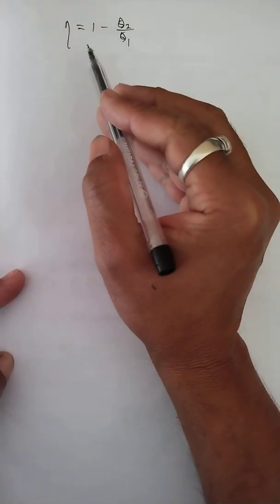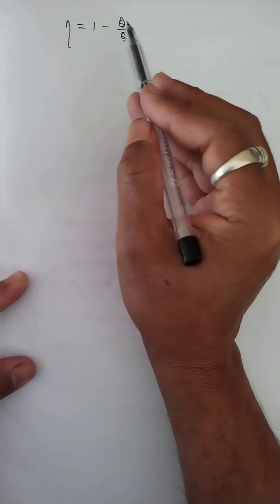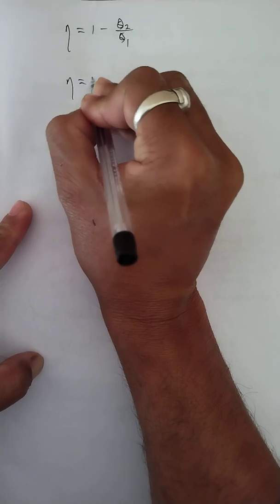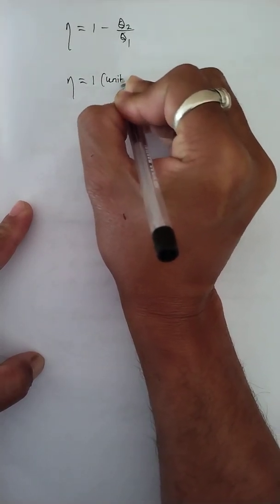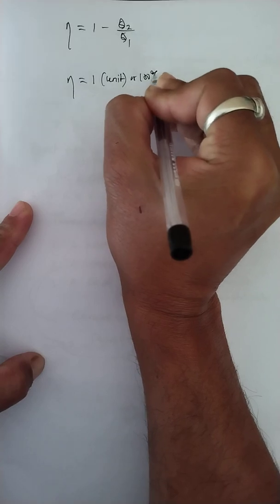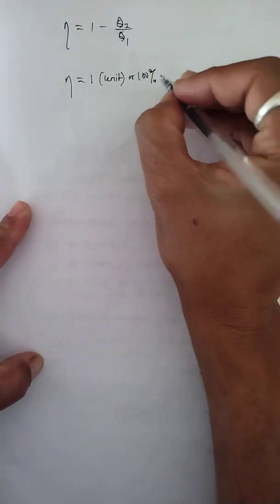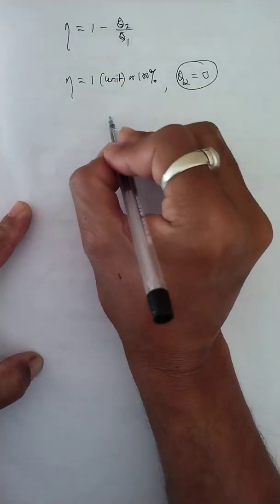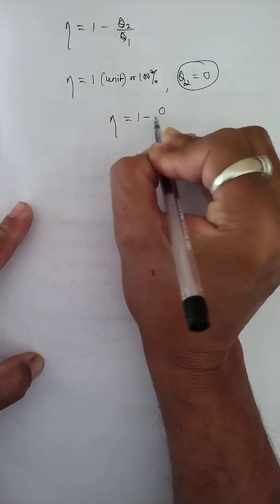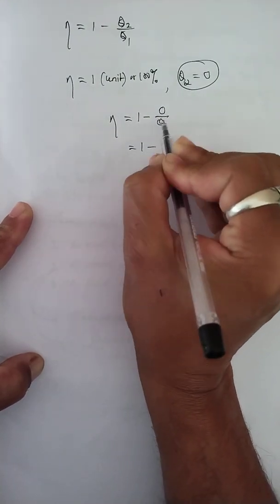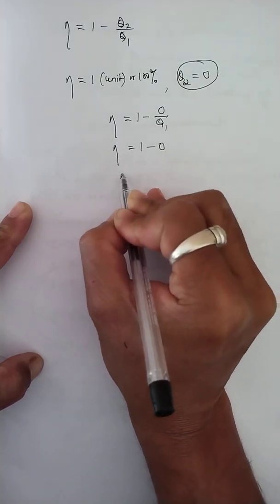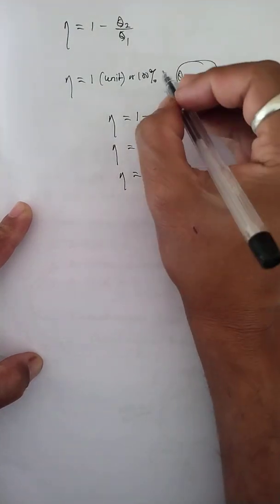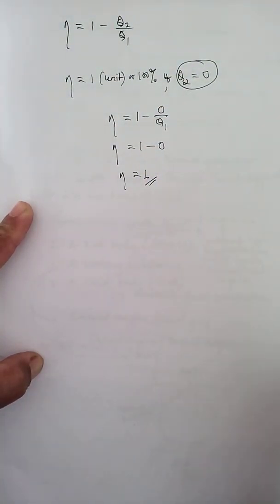Even if you look at this expression of efficiency, eta equals 1 minus Q2 by Q1, the efficiency could be 1, or unity, or 100%. But in order to make the efficiency 1 or 100%, Q2 must be equal to 0. Because if Q2 is 0, then 1 minus 0 by Q1 is 1 minus 0, which is 1. So efficiency will be 1 or 100% only when Q2 equals 0.